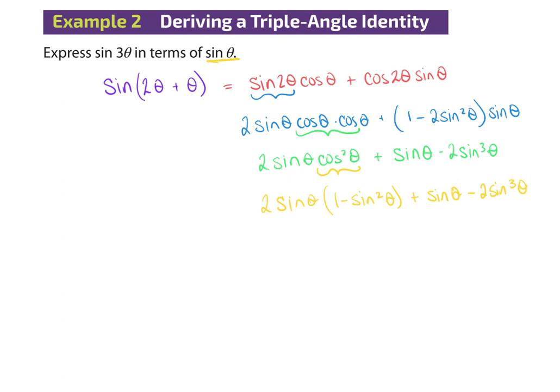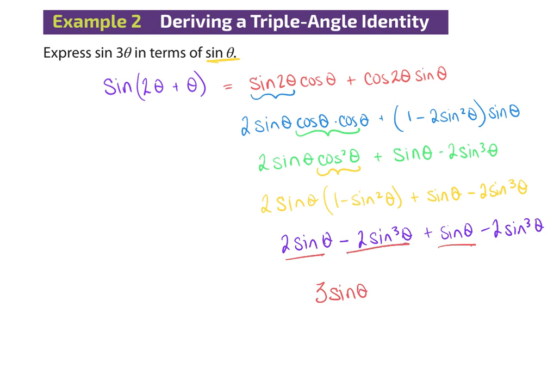And we're going to distribute again. We have 2 sine of theta minus 2 sine cubed of theta plus sine of theta minus 2 sine cubed of theta. We're just now going to simplify like terms. So I have a 2 sine and a 1 sine. That is 3 sine of theta. I have a negative 2 cubed, a negative 2 cubed, negative 4 sine cubed of theta. They wanted it all in terms of sine, so they wanted me to simplify that using all terms of sine.